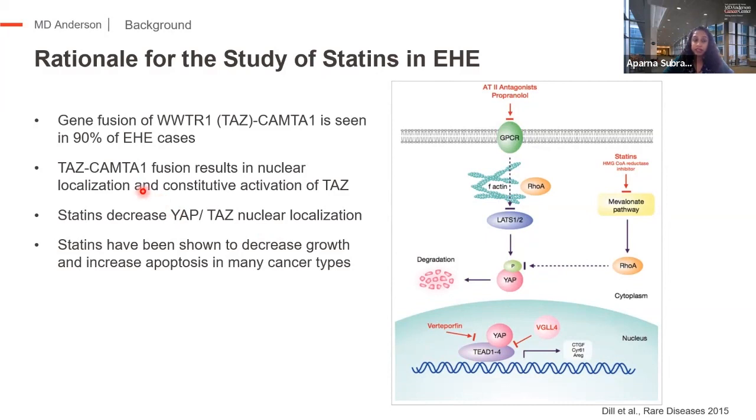And as we have seen, TAZ-CAMTA fusion results in the nuclear localization and constitutive activation of TAZ in EHE, and statins decrease this nuclear localization. They have been shown to decrease growth and increase apoptosis in many cancer types, and statins as a class of drugs have been used for a long time to reduce cholesterol levels in patients with hypercholesterolemia by the inhibition of HMG-CoA.